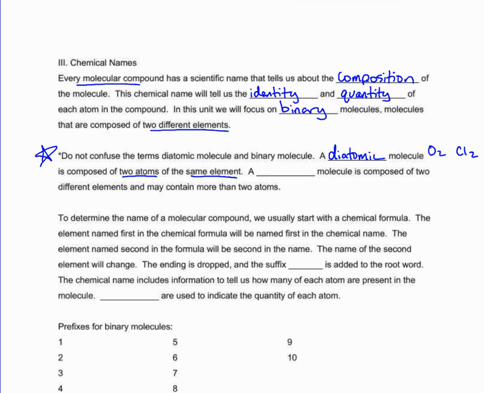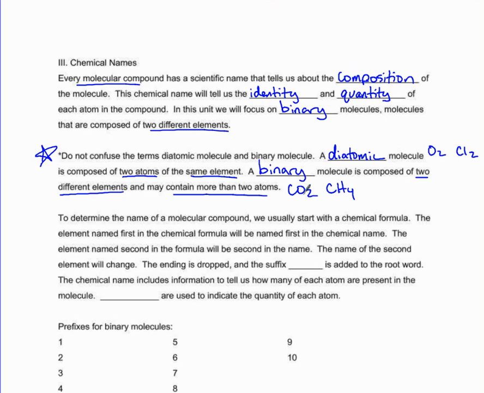A binary molecule is different. It's composed of two different elements, and it may contain more than 2 atoms. So some examples of binary molecules would be carbon dioxide, CH4. They have 2 different elements.